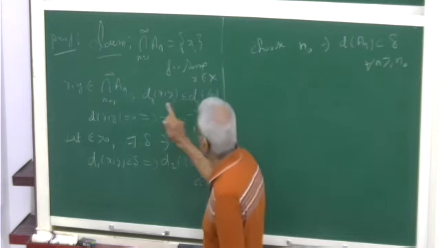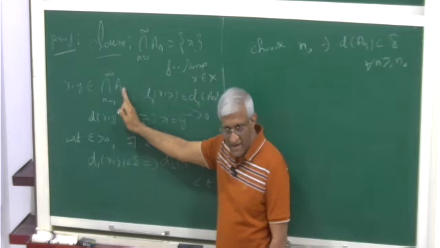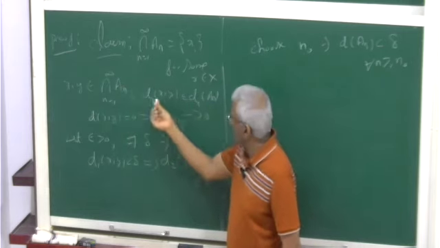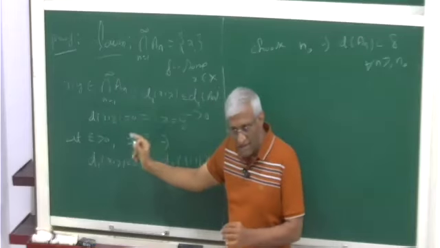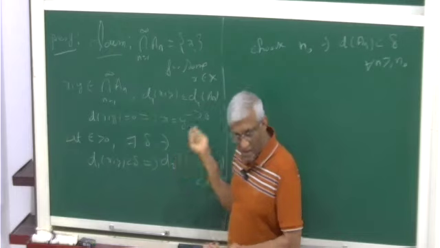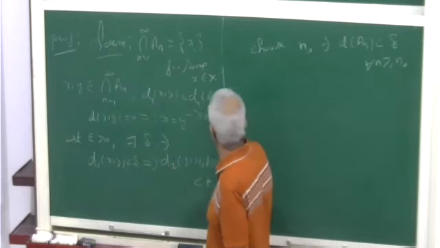This is the supremum of all those things. This is x and y in A_n for all n. Okay, this is true for all n. x and y are in A_n for all n. So this is less than or equal to this for all n, which goes to 0. Okay, this is true for all n.